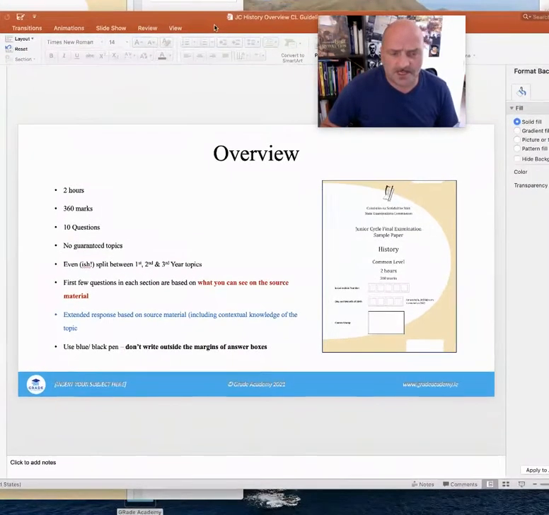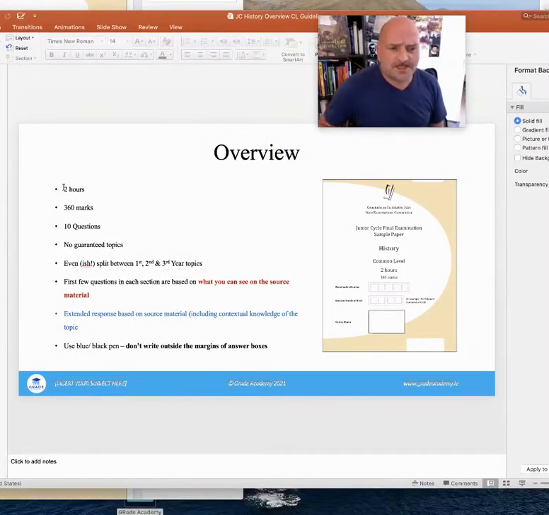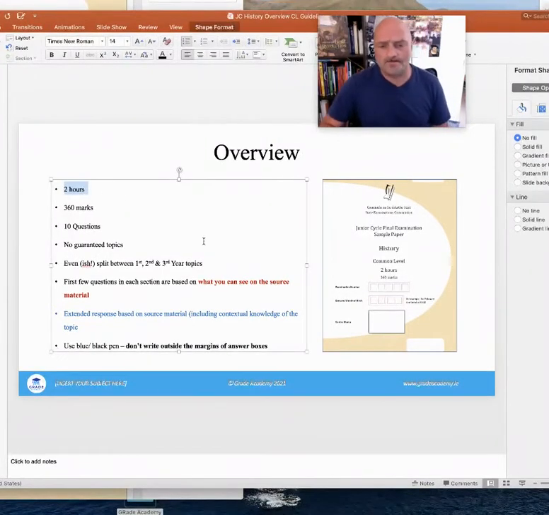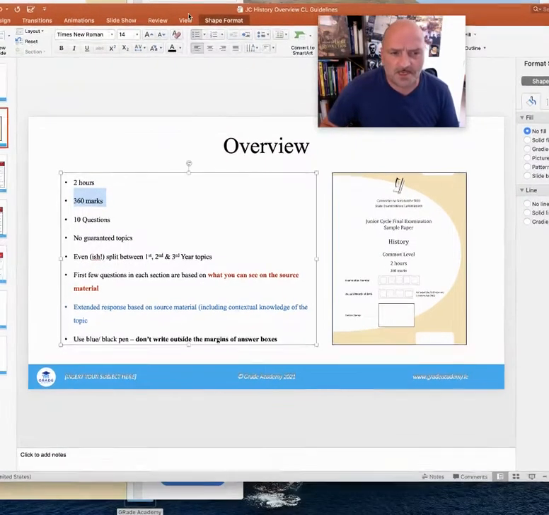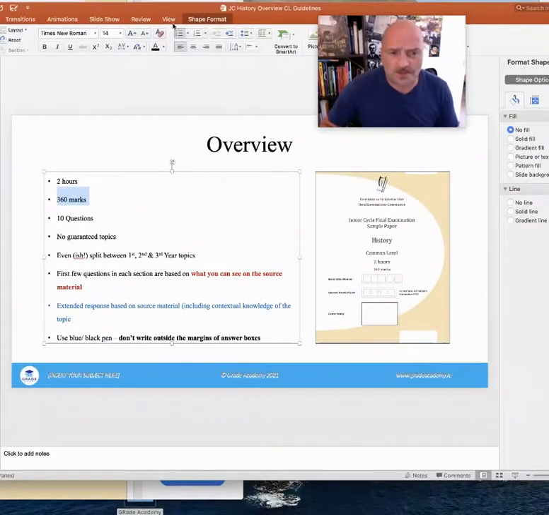So just like most other papers, it's 2 hours long. 2 hours is the length of the exam, 360 marks. So that tells us that there will be a lot of questions with a lot of marks, and it's important to be very consistent across the whole 10 questions. So there are 10 questions on the paper. There are no guaranteed topics.